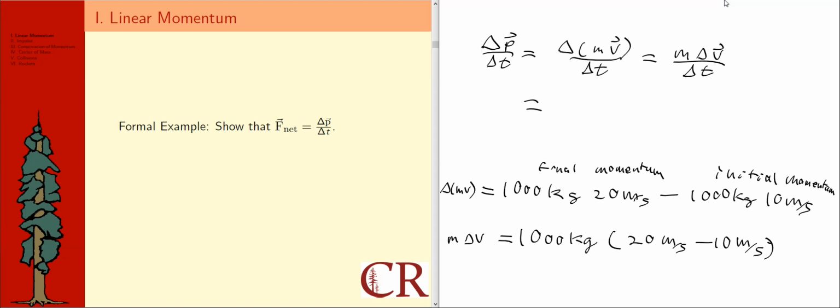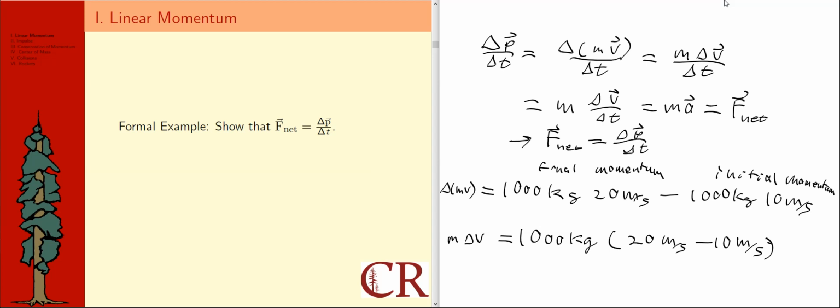But what's cool about this is that if I rewrite it with the m in front, delta v over delta t here is the time rate of change of velocity, which is how we defined acceleration. So this is mass times acceleration, and Newton's second law says that mass times acceleration is equal to net force. So since I started with delta p over delta t and wound up with net force, what I have shown here is that the net force is equal to the time rate of change of momentum.